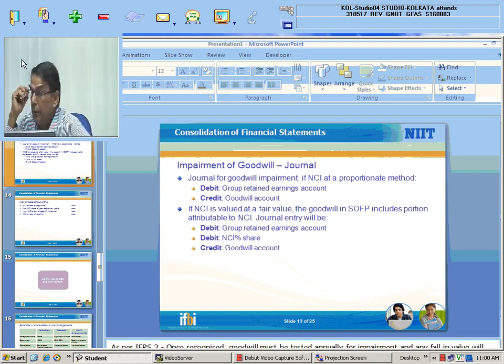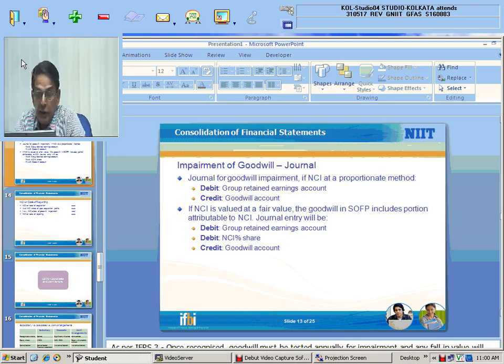So the journal entry will be debit group retained earnings account, debit NCI's percentage share. Supposing the goodwill is impaired to the extent of 5 million and NCI share is 20%, then 4 million will be debited to the group retained earnings account, 1 million will be debited to the NCI share, and we will be crediting the goodwill account with 5 million.